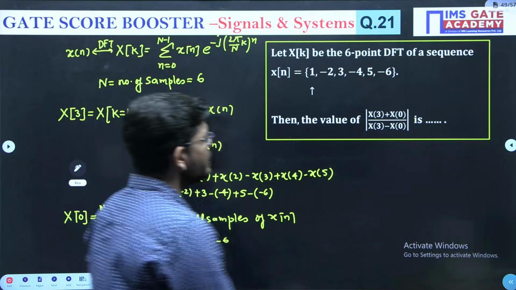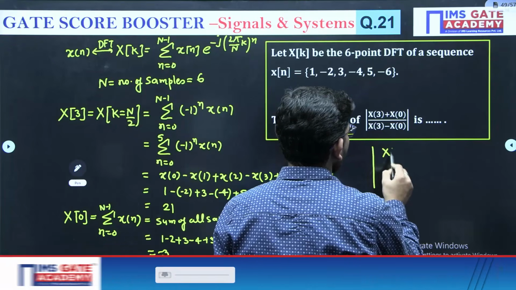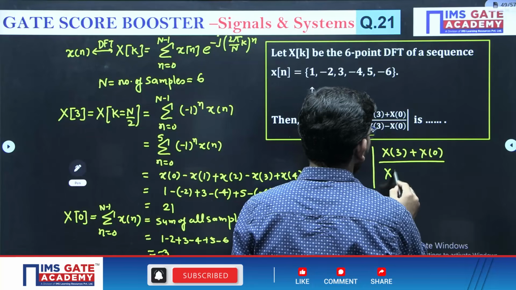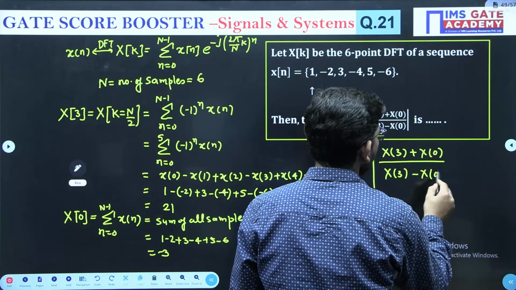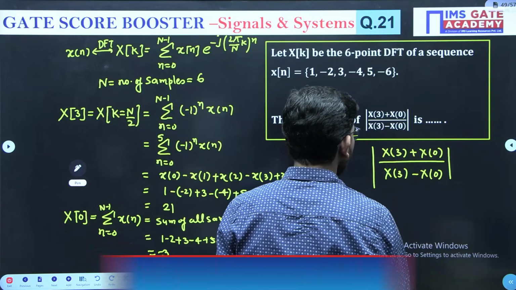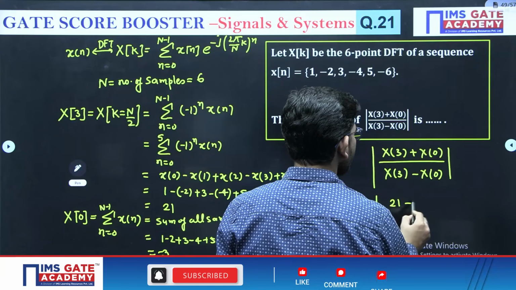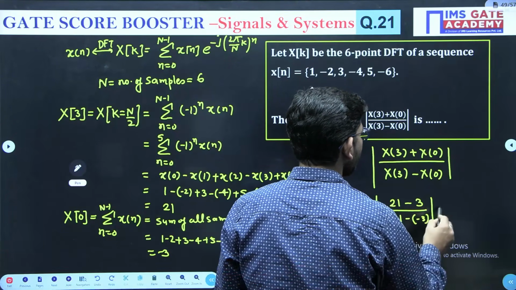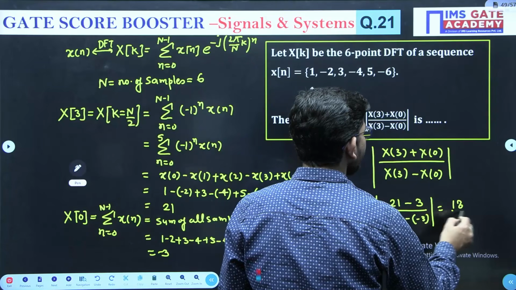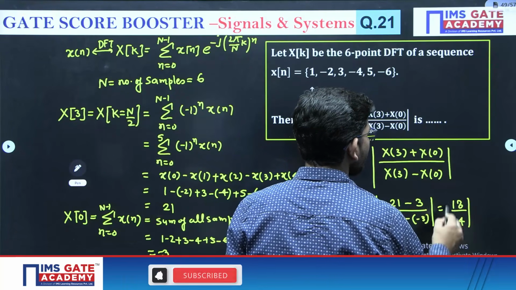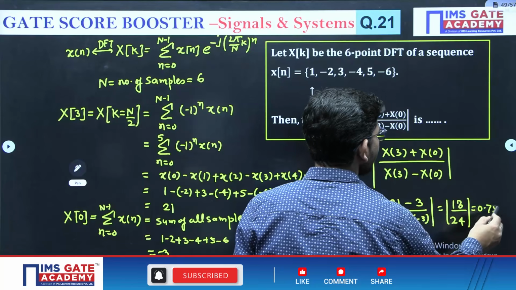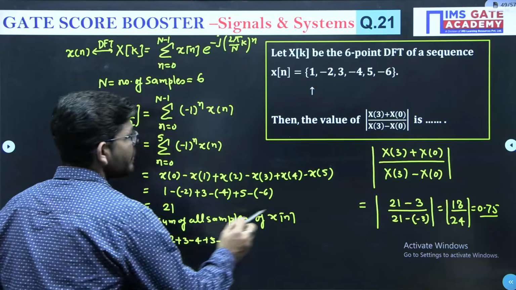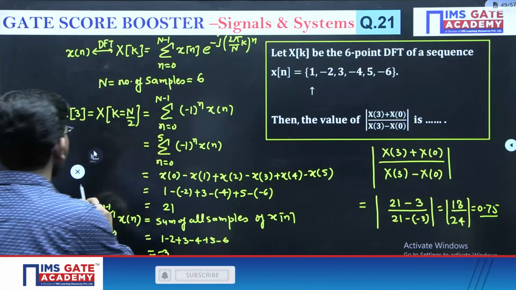Then see, we have to find the value of X of 3 plus X of 0 upon X of 3 minus X of 0. What will be the value? X of 3 is 21, X of 0 is minus 3. 21 minus 3 is 18. 21 plus 3 is 14. What answer you will get is 0.75. Correct?